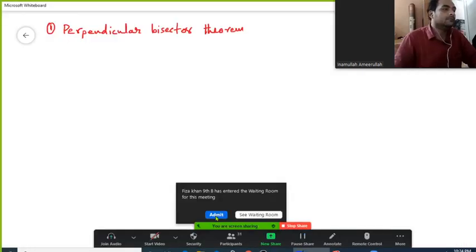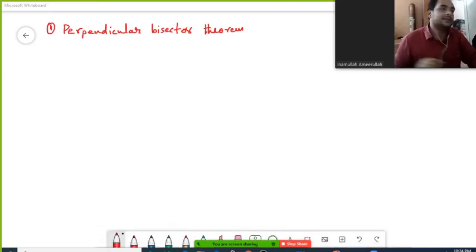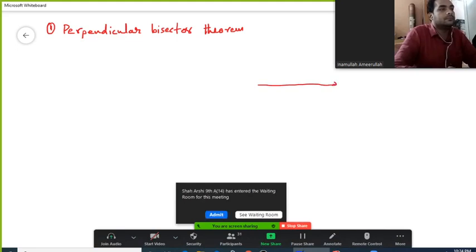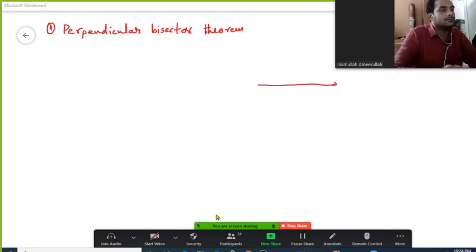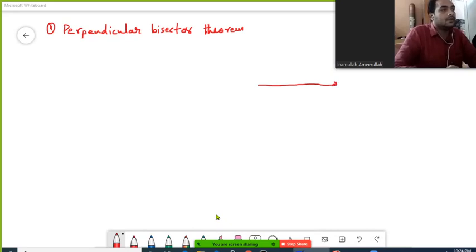Now, perpendicular bisector theorem means if we have a line segment, this is a segment AB, and this is line L. So this line L is the perpendicular bisector of this AB.